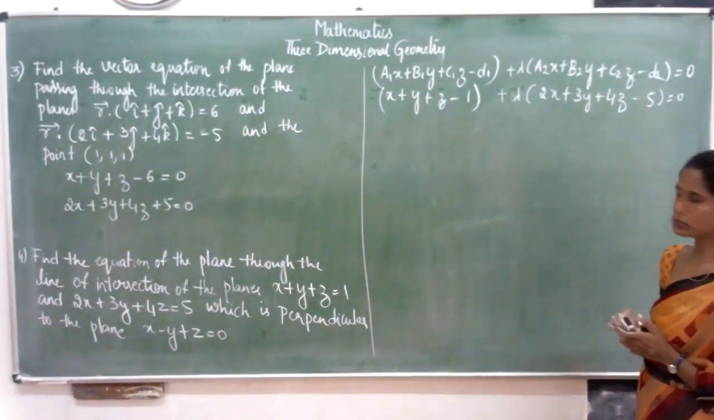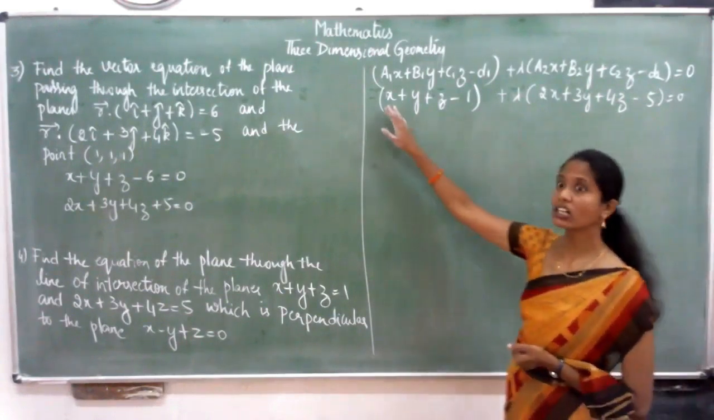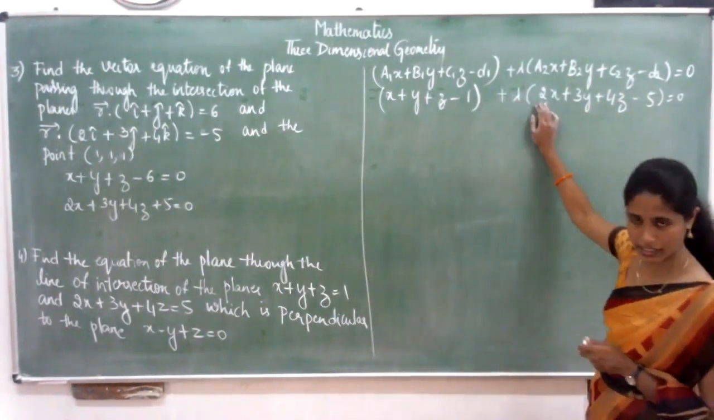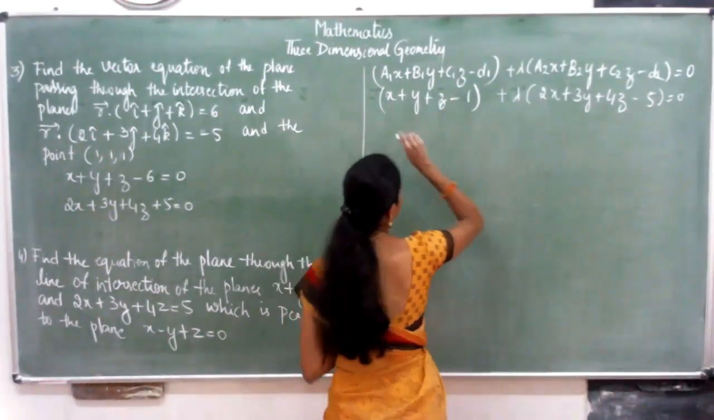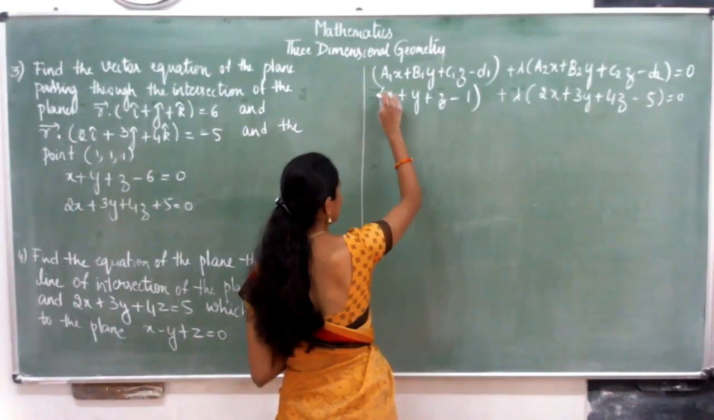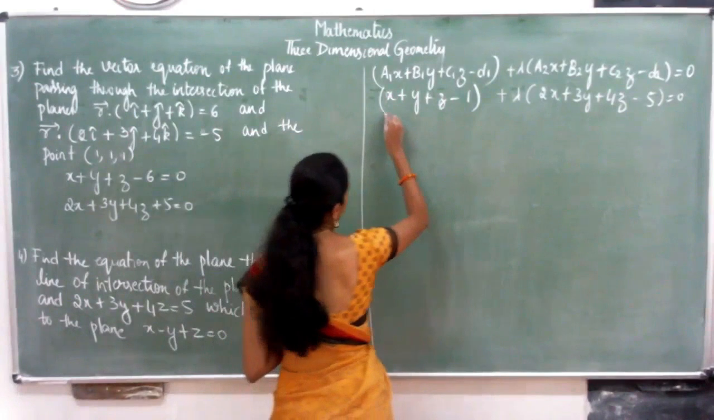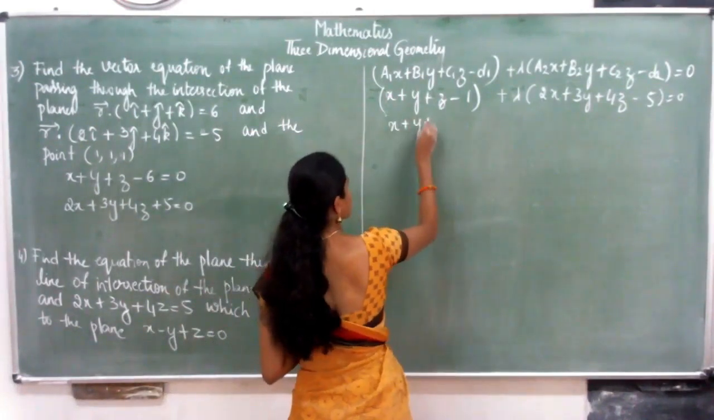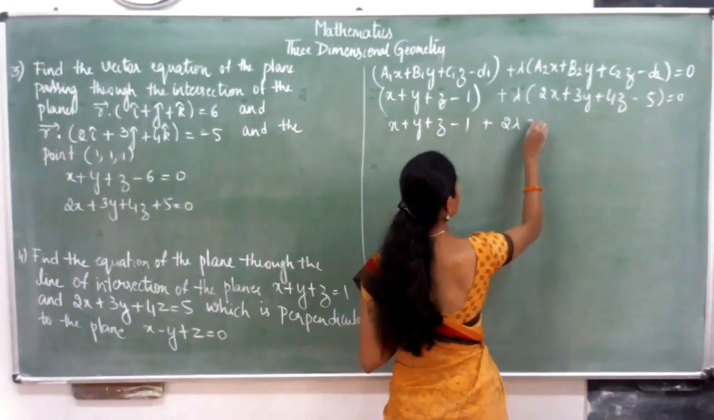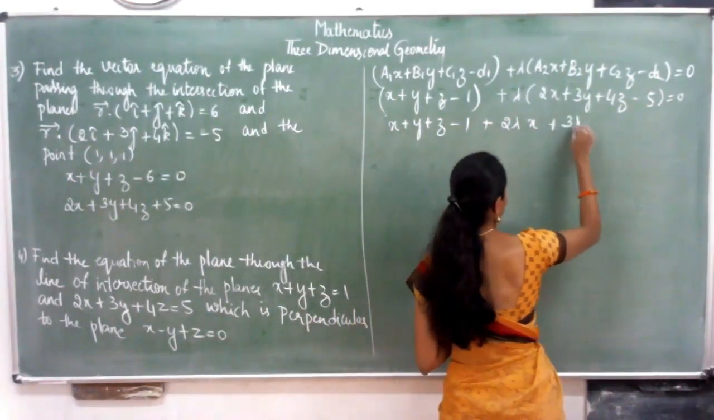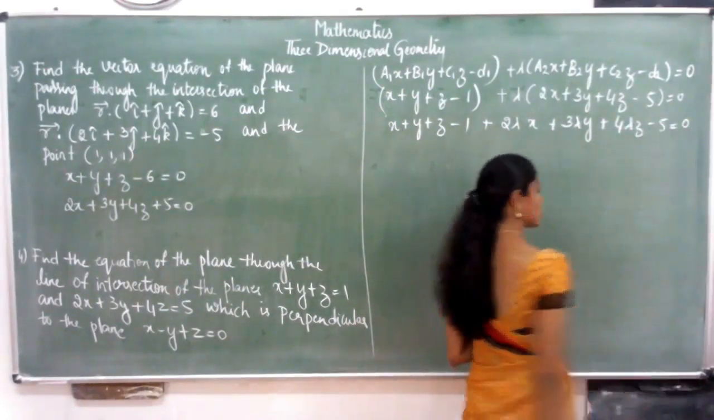Now after this, we should add the terms, adding the common terms, that is x with x. When I add by taking x common, the coefficient of x here is 1, and here the coefficient of x becomes 2 lambda. Another step, let us simplify. x plus y plus z minus 1 plus, multiplying lambda inside, 2 lambda x plus 3 lambda y plus 4 lambda z minus 5 lambda is equal to 0.